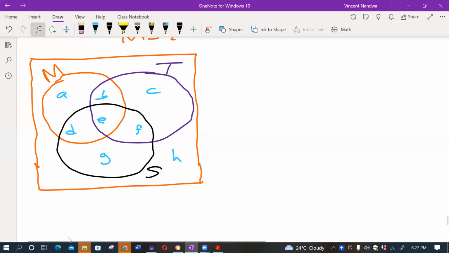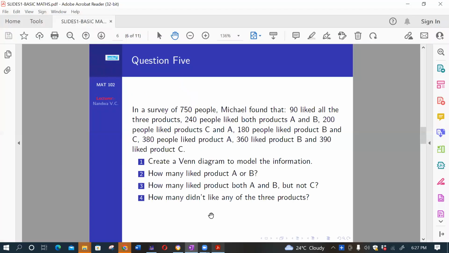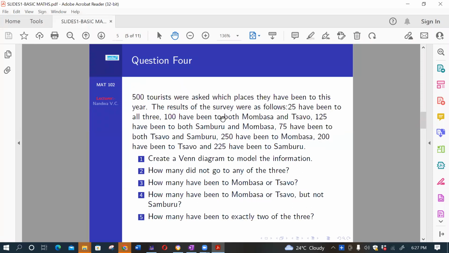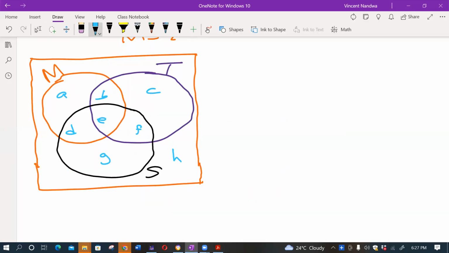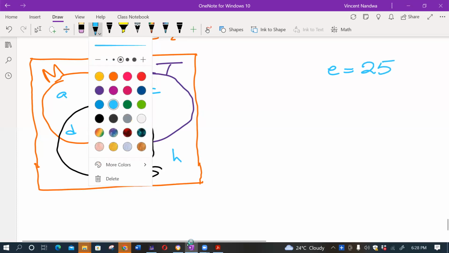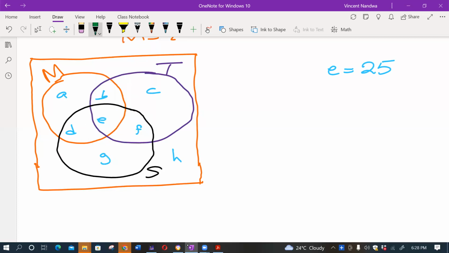Now, it should be very clear from the information that 25 had been to all the three places. On this diagram, E is where all the three sets are meeting. So E must be 25. So therefore, we fix E to have a value of 25. So that's where all the three are meeting.